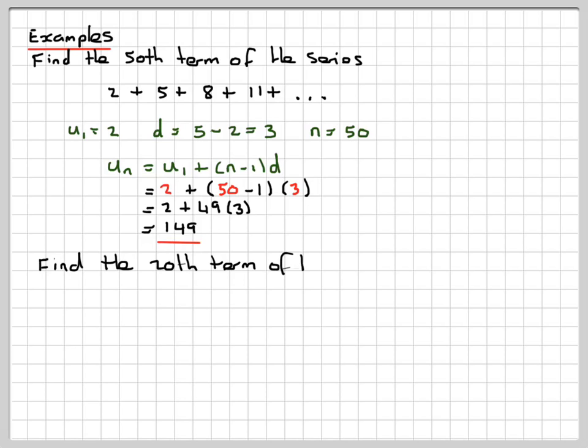Find the 20th term of this series. We've got 3, take away 1, 1, take away 5, 5, take away 9, etc. So this series is actually decreasing. The terms are decreasing. So U1 is 3, and if you do the common difference, remember it's the second term take away the first term, you get minus 1 take away 3, which is minus 4. You can also check this: minus 5 minus minus 1 is also minus 4.